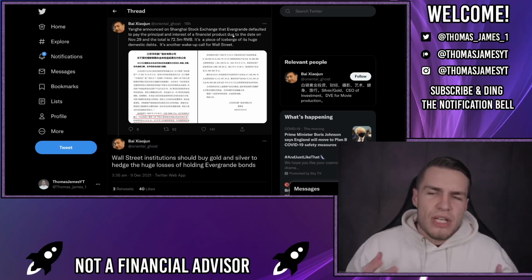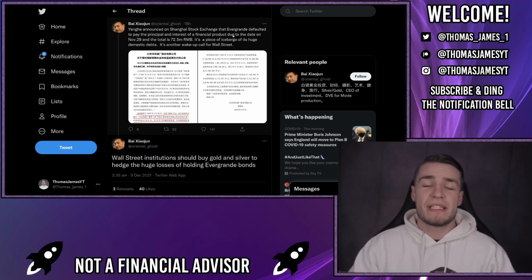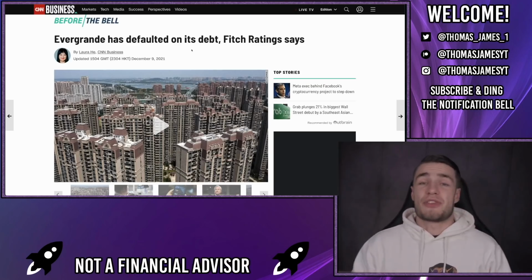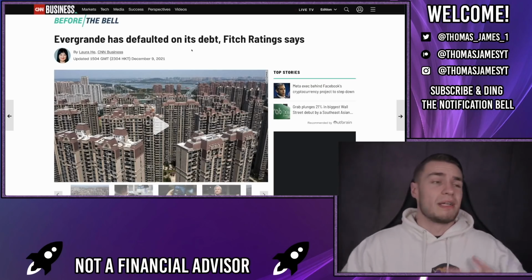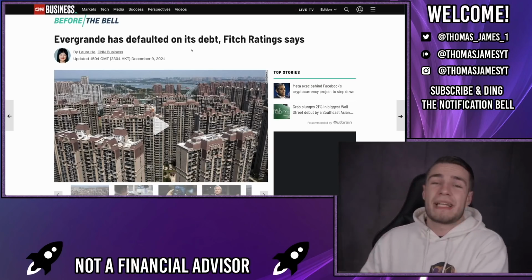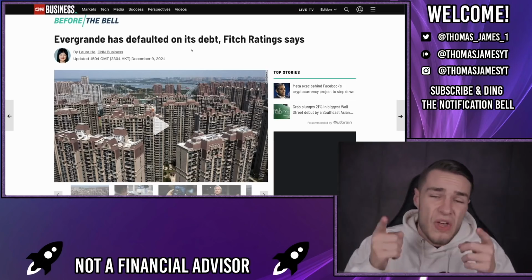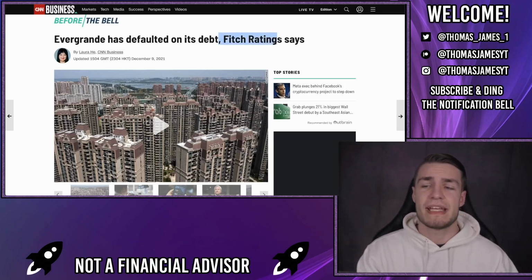Now, in line with this, the Shanghai Stock Exchange just announced that Evergrande officially defaulted to pay the principal and interest of a financial product due on November 29th. Now, mainstream media like CNN and Bloomberg is also finally admitting this as well. Last month, Bloomberg said that Evergrande paid all of these bonds on time, but now they've changed their mind and said that Evergrande has defaulted on its debt, as reported by Fitch Ratings.